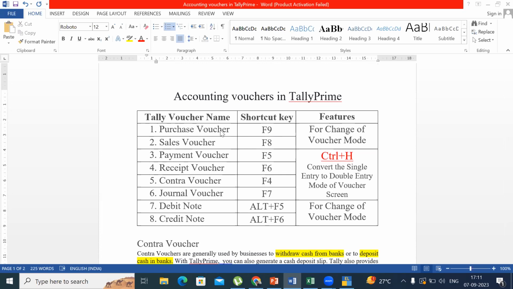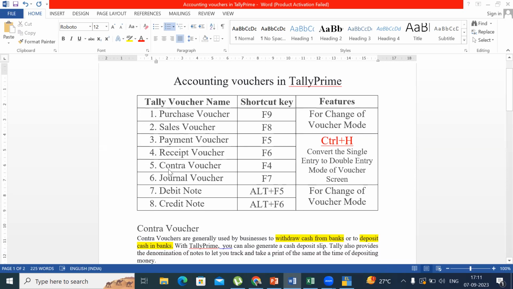Every voucher has a shortcut key and some features. How to enable these features? Behind every voucher there are settings, and we'll discuss all those things. Every transaction has to be based on these 8 accounting vouchers only: purchase, sales, payment, receipt, contra, journal, debit note, and credit note.